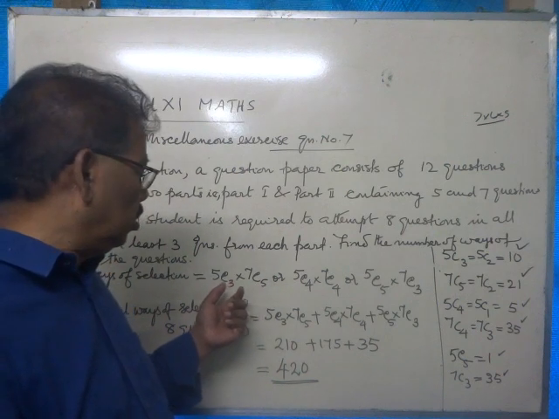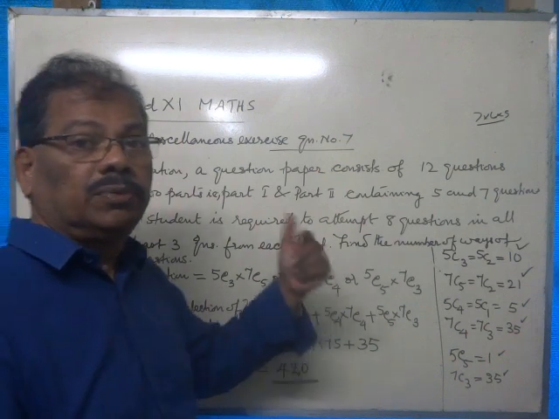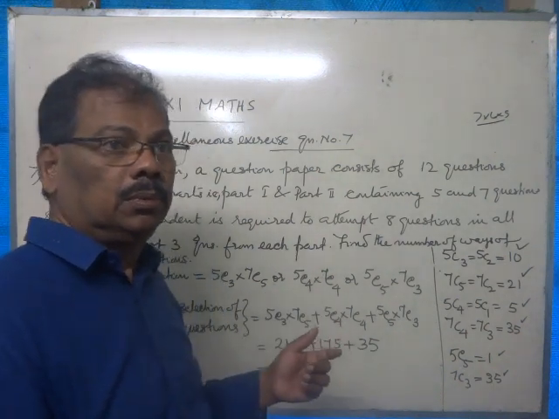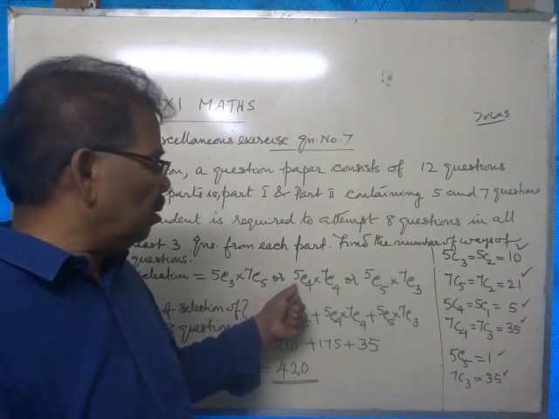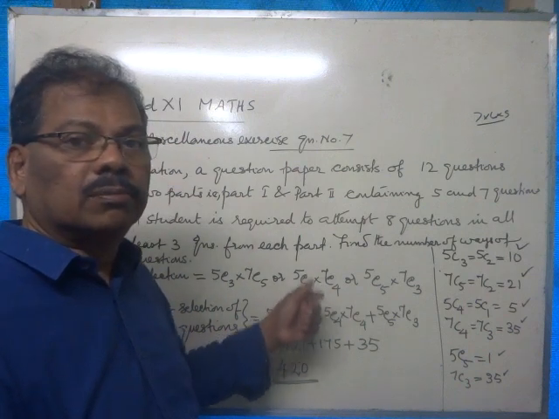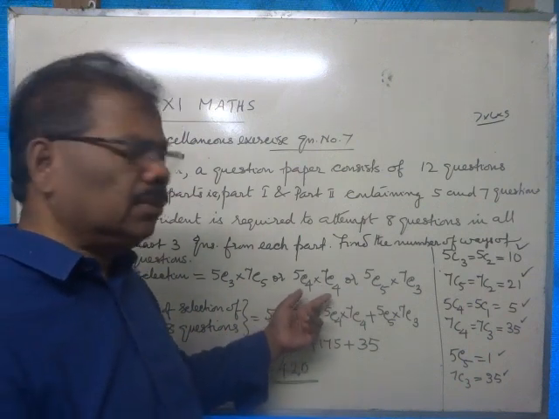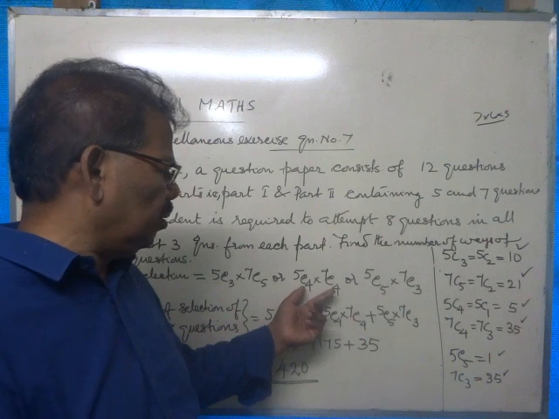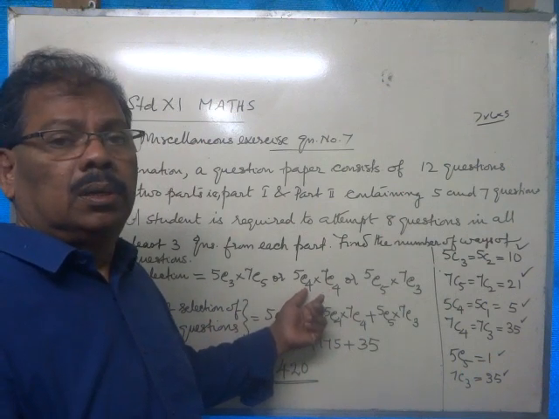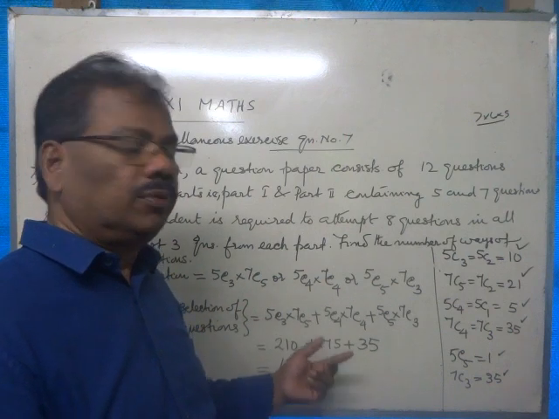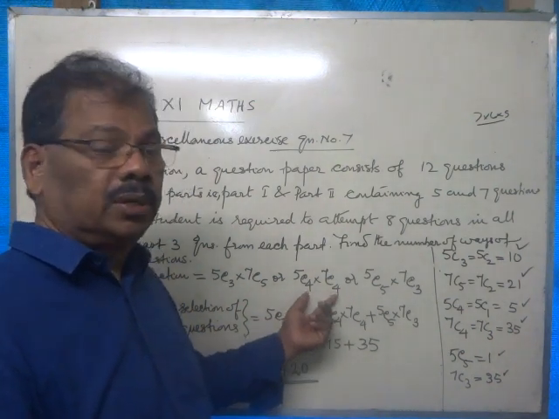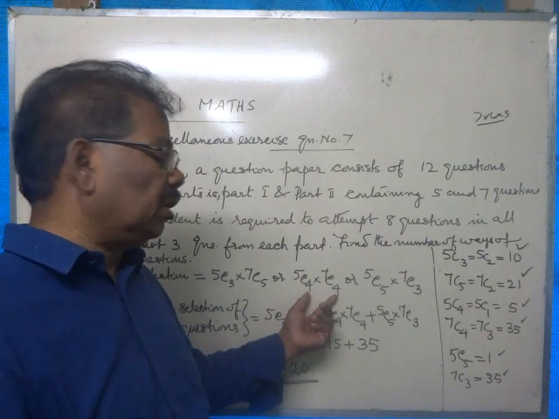Then suppose he can answer 4 questions from the first group. Then he can answer 5C4 into 7C4 ways. That means he can select 4 questions from the first part and the remaining 4 from the second part. Therefore, the number of ways of selection will be 5C4 multiplied by 7C4.